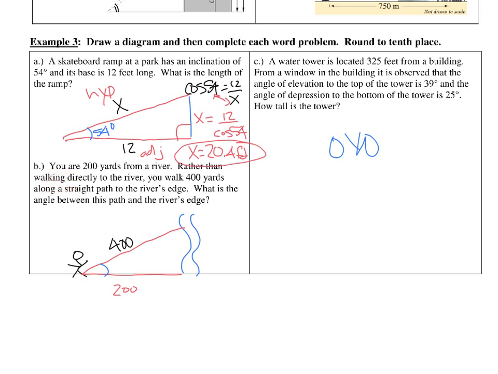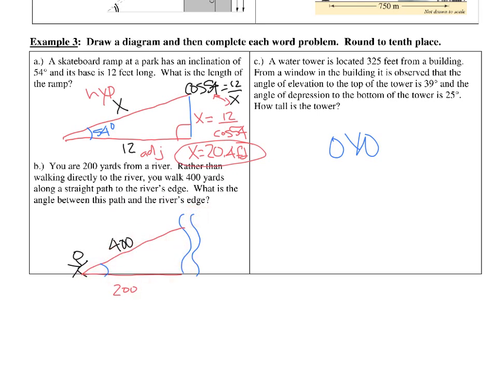B, this is you, 200 yards from a river. Rather than walking directly to the river, the 200 yards, you decide to walk 400 yards along a straight path to the river's edge. What is the angle between this path and the river's edge?